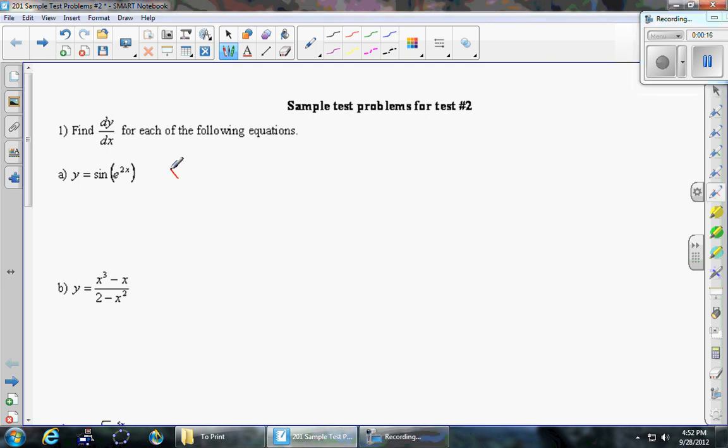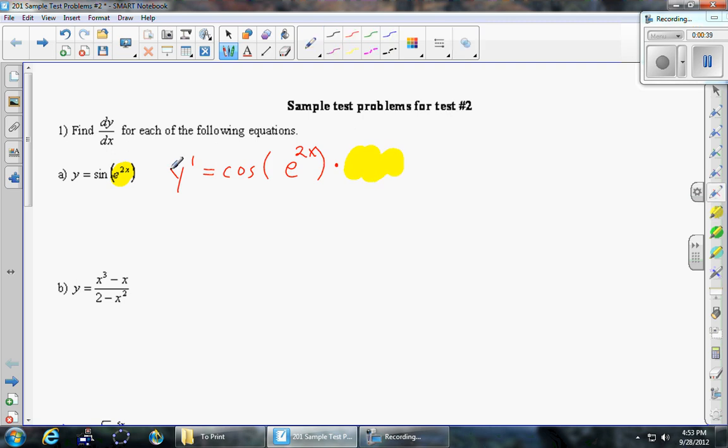So to find the derivative of sine of stuff, we say, okay, the derivative of sine is cosine. Really important to copy that stuff once. You don't do anything the first time you take the derivative of the outer function. But then the chain rule says you have to pay for it, and you pay for it by multiplying by the derivative of the inner function. So what we're going to do is multiply by the derivative of that stuff.